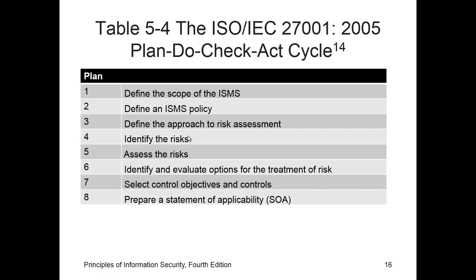In 2005, the ISO/IEC released the 27001 standard security model that has a four-step cycle: plan, do, check, and act. In the planning phase, it defines the scope of the information security management system. It also defines the information security management system policy. It defines the approach to risk assessment. It identifies the risks and assesses the risks. It will identify and evaluate options for the treatment of risk. It will select control objectives and controls, and it will prepare a statement of applicability.